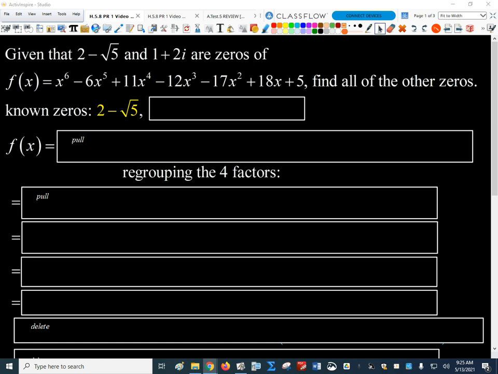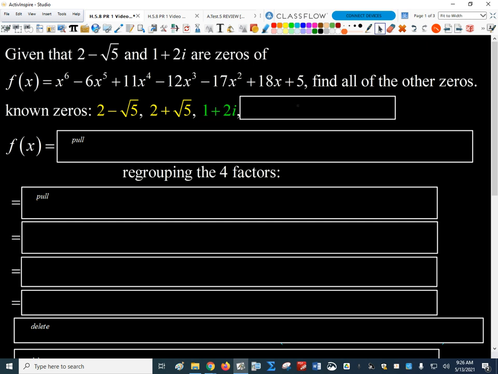So what's going to be the other zero that goes with this one? Guaranteed. 2 plus the square root of 5. Okay, good. How about we're given the zero 1 plus 2i? What do we know about that one? 1 minus 2i. Okay, so we've got 4 known zeros, but we have to find the other 2. Now I have no clue about the other 2 though. Those I have to go find. So what am I going to do?